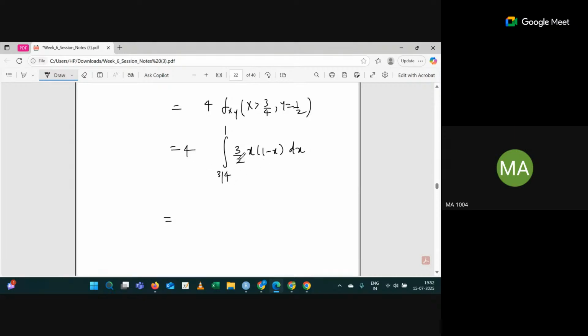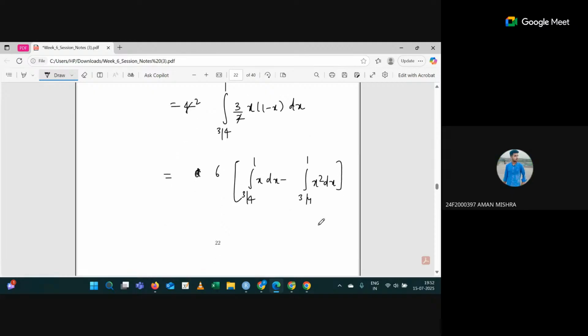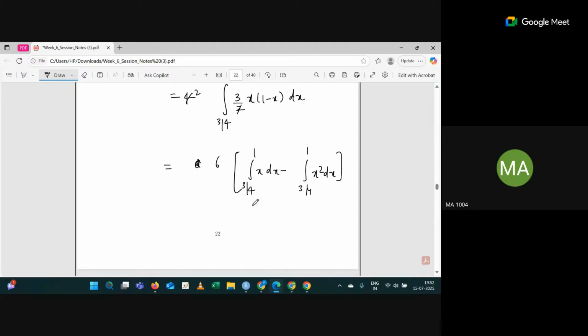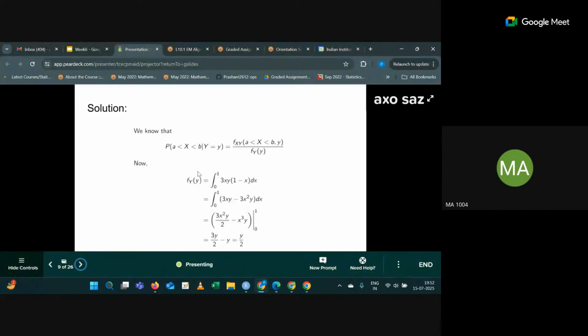So this will be 2 times. Basically 3 I can take outside, so 2 into 3 will be 6. And again I have to do integration of 3 by 4 to 1 x dx minus 3 by 4 to 1 x square dx. Are you getting my point? Once you solve this, you will get the final answer. So let's see from the PDF.